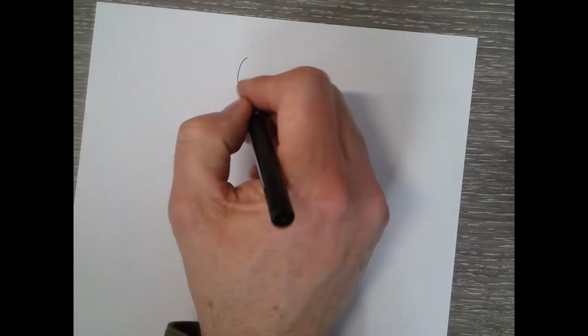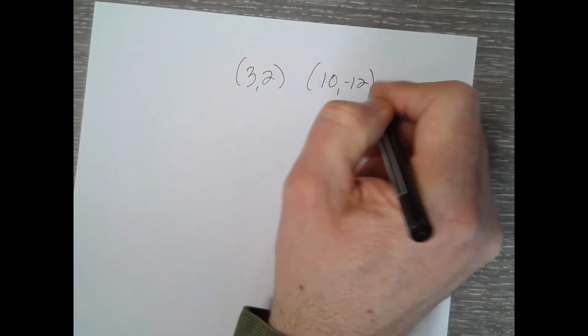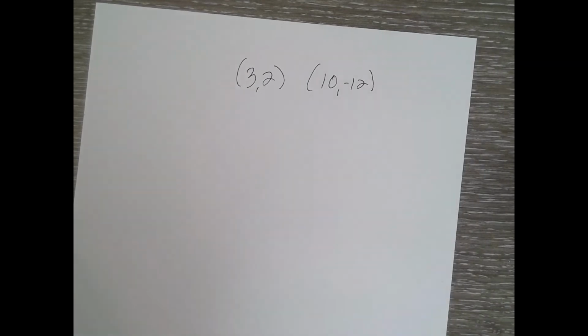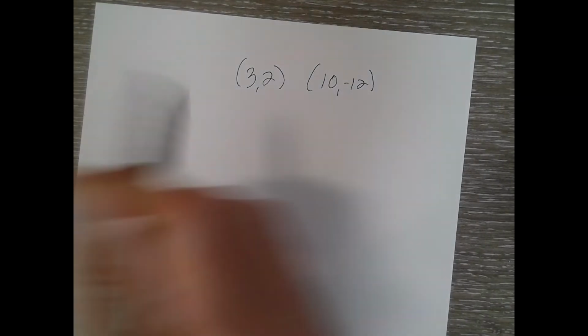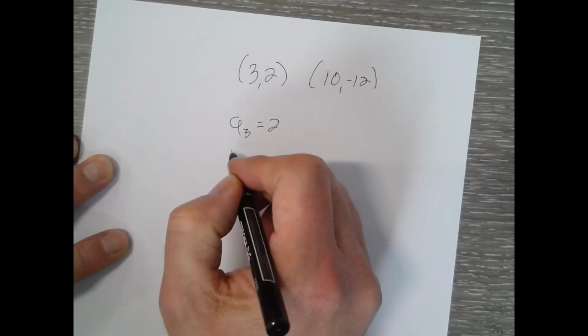Let's go 3, 2 and 10, negative 12. See if you can find the nth term. Oh, I'm sorry. I should have written a sub 3 equals 2 and a sub 10 equals negative 12.